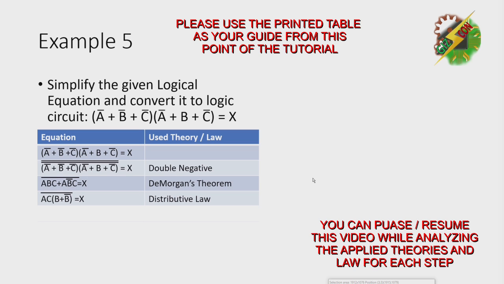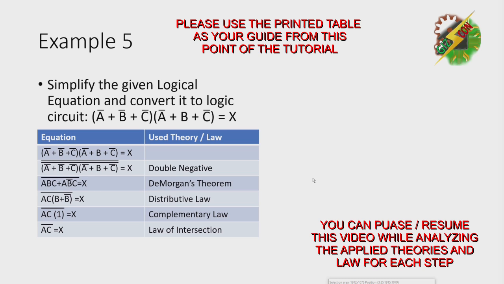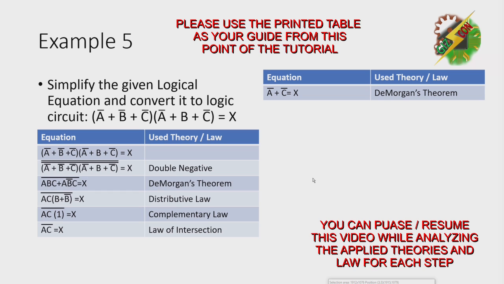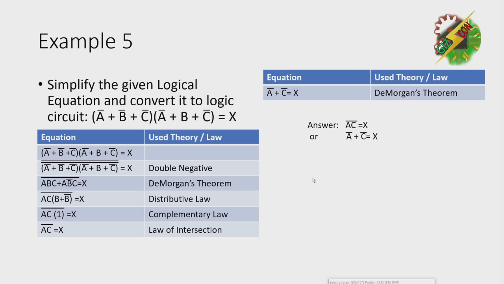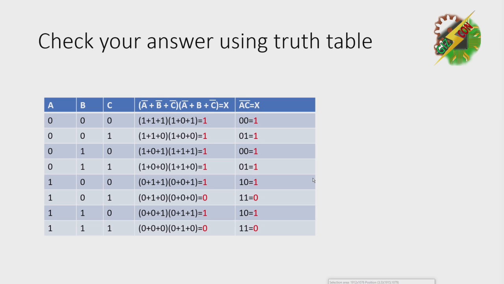Next we have distributive law, then complementary law, law of intersection, De Morgan's theorem, and that will be the final answer. And this is the equivalent circuit. We can check the answer using the truth table.